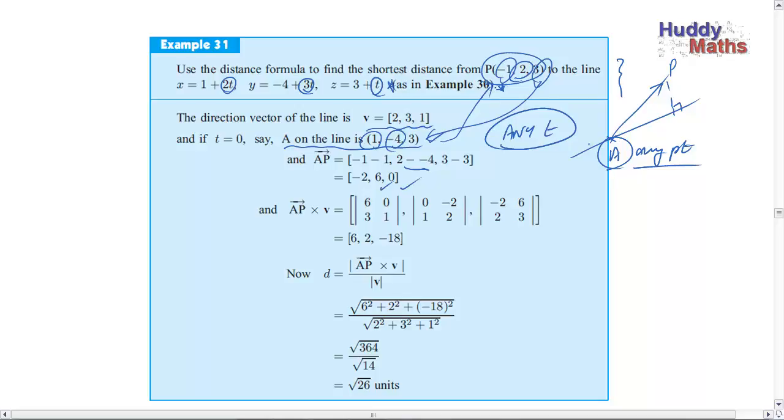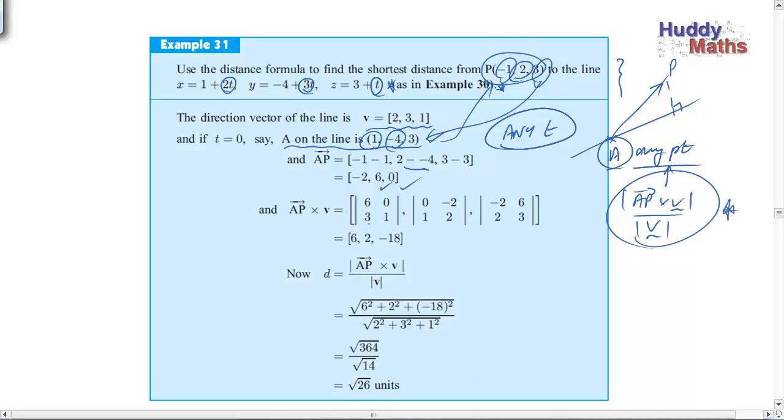Now you might ask why. Well, if A changes, AP cross V will change. And so all of those lengths will change in proportion, won't they? If A is a different point, then the vector V coming from there will have a different length, and this will be still in the same ratio there. So you'll still get the same distance, even if you choose a different point. Think about that one.